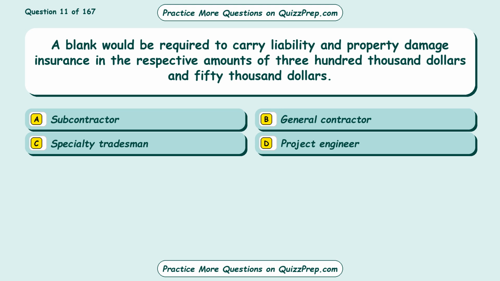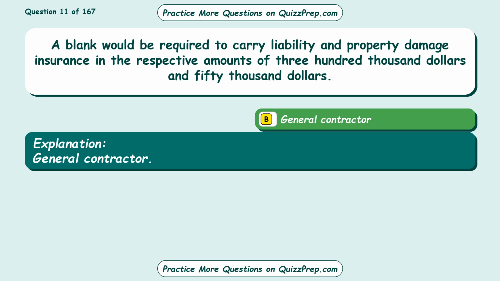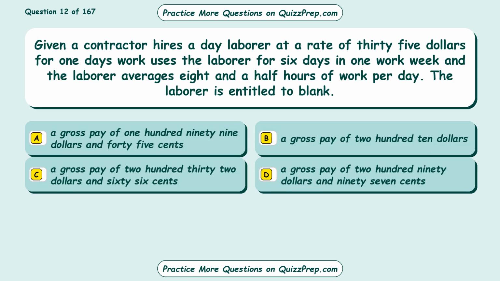Question 11. A blank would be required to carry liability and property damage insurance in the respective amounts of $300,000 and $50,000. Option A. Subcontractor. Option B. General contractor. Option C. Specialty tradesman. Option D. Project engineer. The correct answer is option B. General contractor.